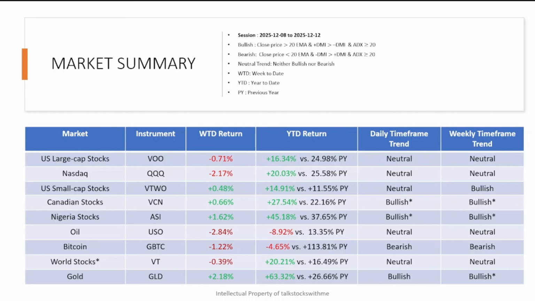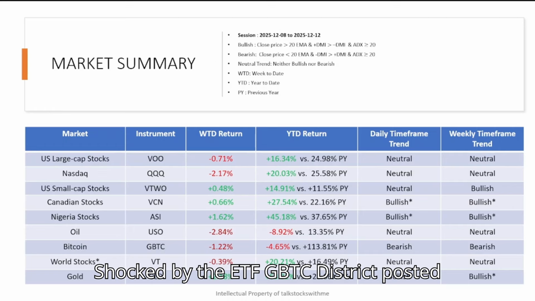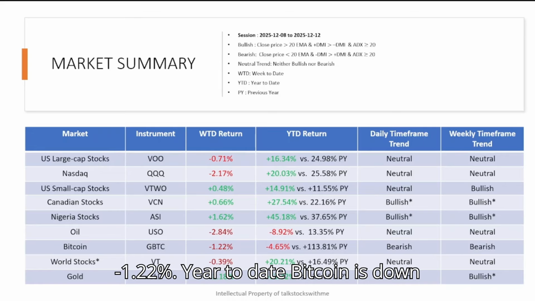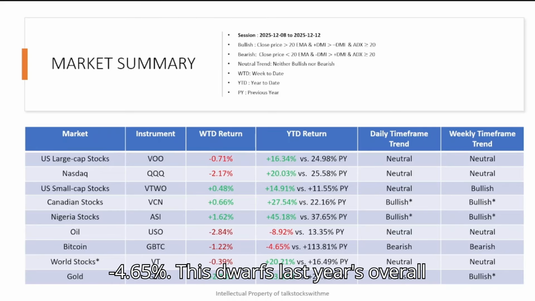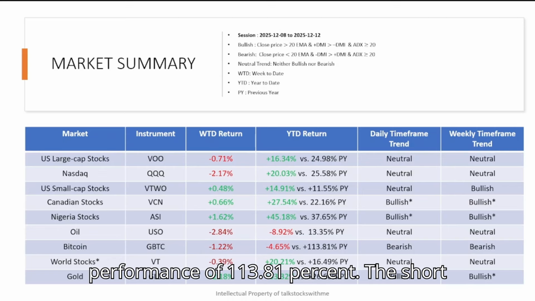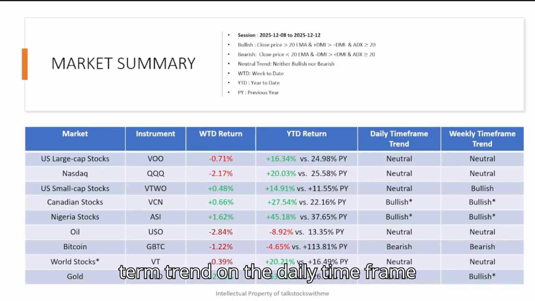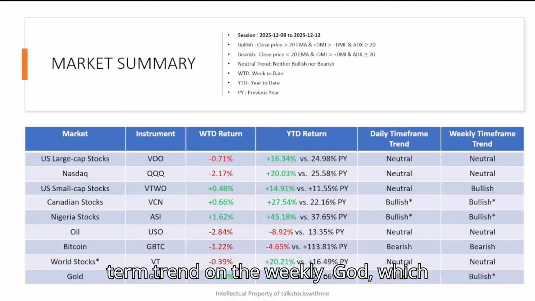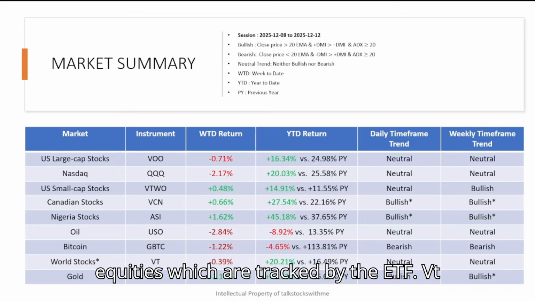Bitcoin, tracked by the ETF GBTC, this week posted negative 1.22%. Year to date, Bitcoin is down negative 4.65%. This dwarfs last year's overall performance of 113.81%. The short-term trend on the daily time frame is bearish, as well as the mid-term trend on the weekly chart, which is also bearish.